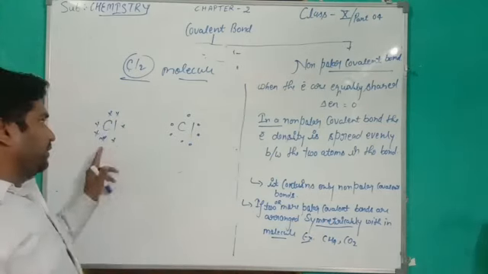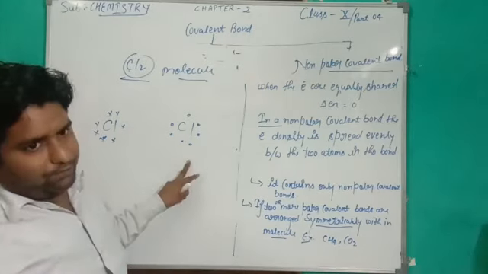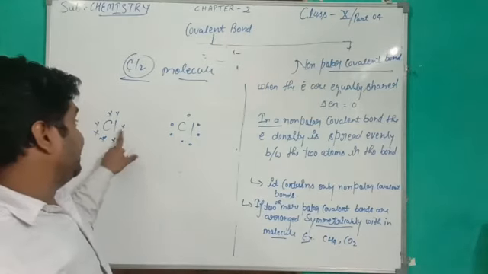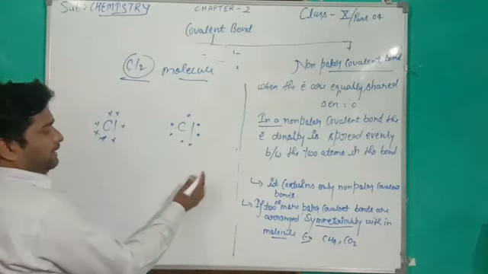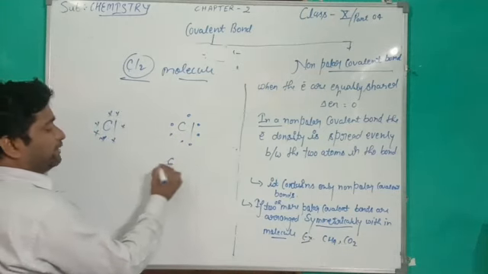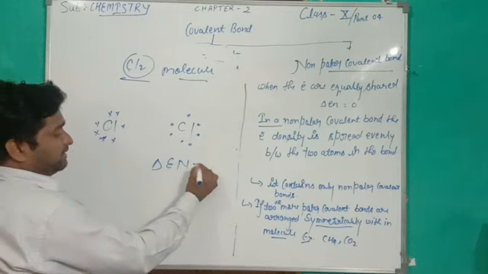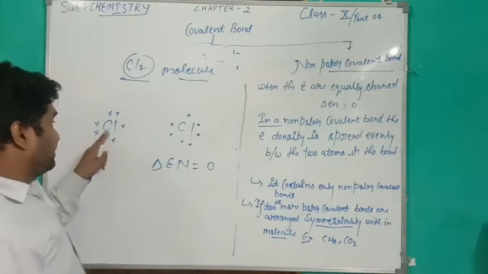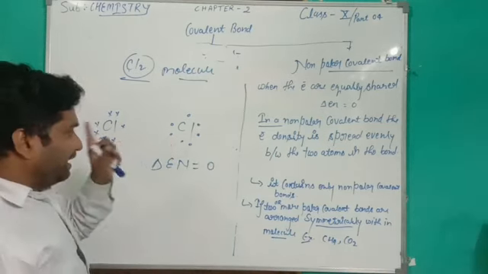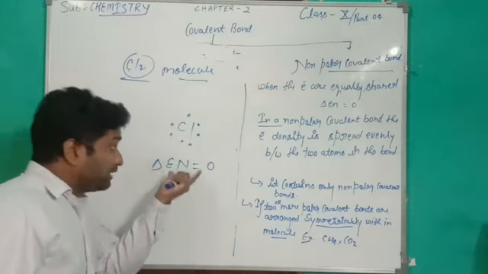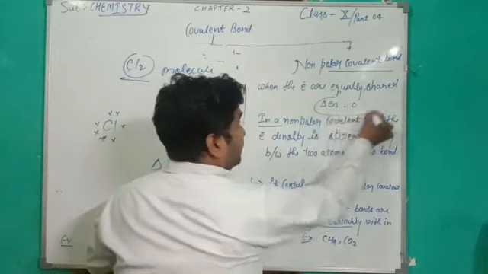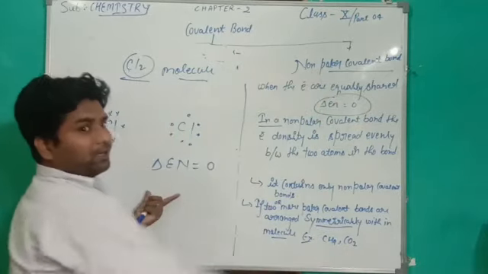Okay, so 1 electron is required for this chlorine and 1 electron is required for this chlorine. That is why both chlorine atoms share their electrons. You know very well electronegativity. What is the electronegativity difference? It is 0, because both are the same element. If both are the same element, then the electronegativity difference is 0. If the electronegativity difference is 0, then the bond will be non-polar.